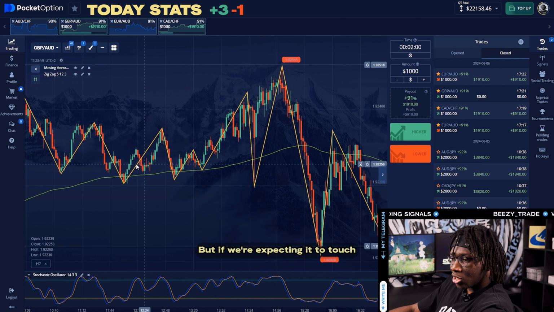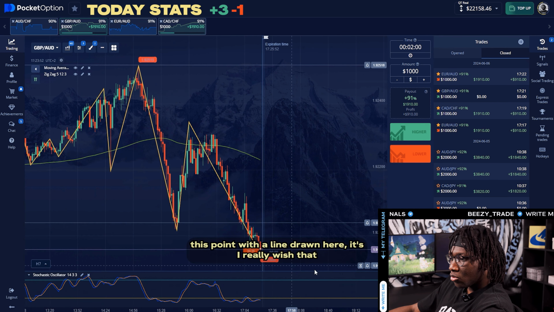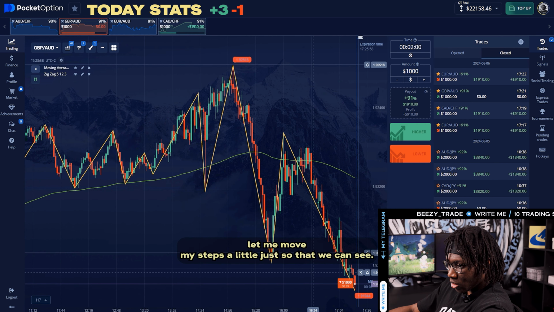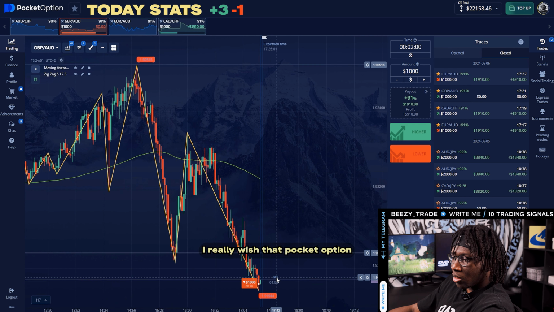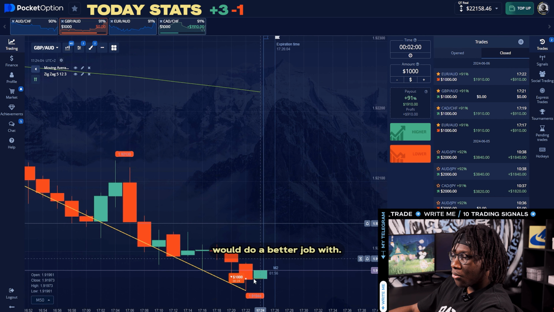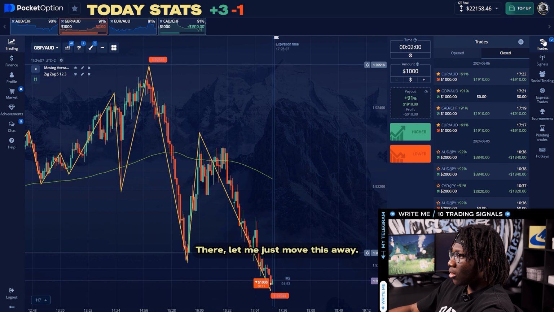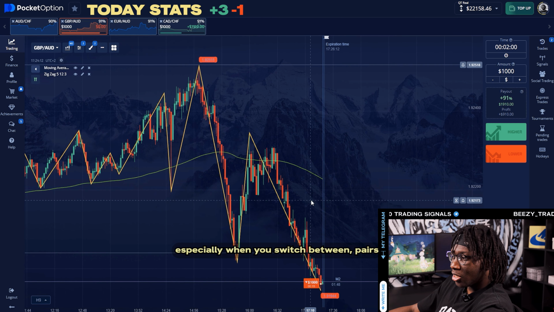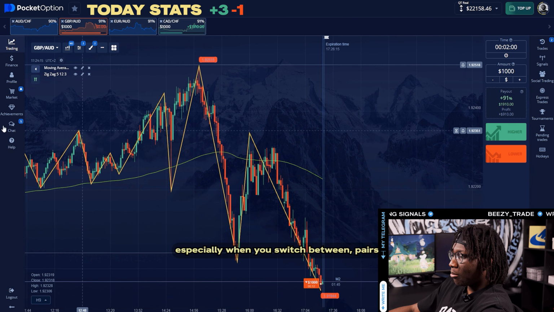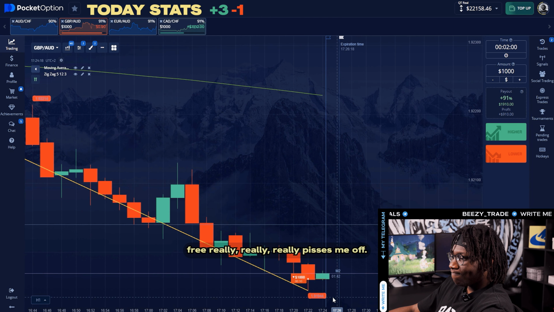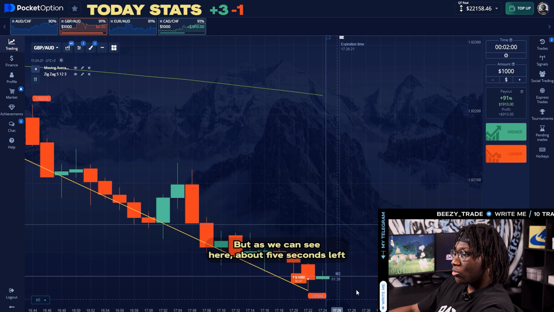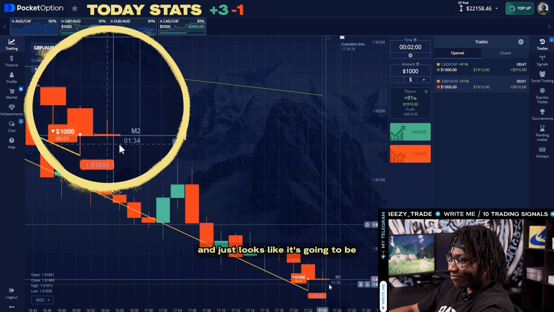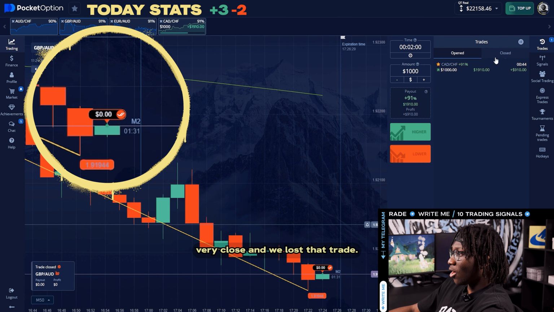If we're expecting it to touch this point with the line drawn here, I really wish that, let me remove my stochastic oscillator just so that we can see. I really wish that Pocket Option would do a better job with their chart, because the way it looks can sometimes be a bother, especially when you switch between pairs. But as we can see here, about 5 seconds left, and it's going to be very close, and we lost that trade.